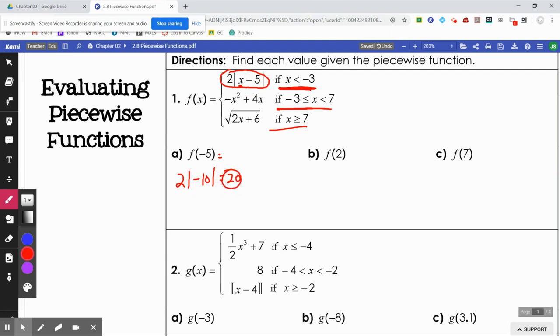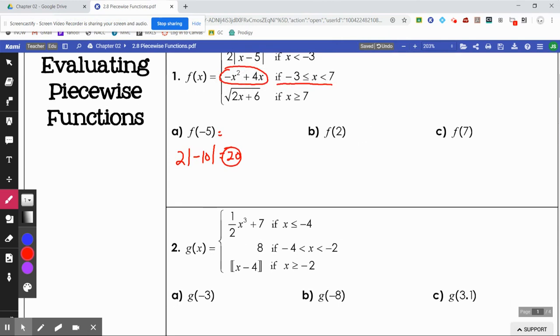Second problem, f of 2. Let's again find out where 2 is located. 2 is between -3 and 7. So if you wanted to plug in 2, you'd have to plug it in here. Make sure as you plug it in, -x squared is -2 squared plus 4 times 2. -2 squared means take 2 and square it and then take the negative of it. That'd be -4 plus 8, which would be a +4.